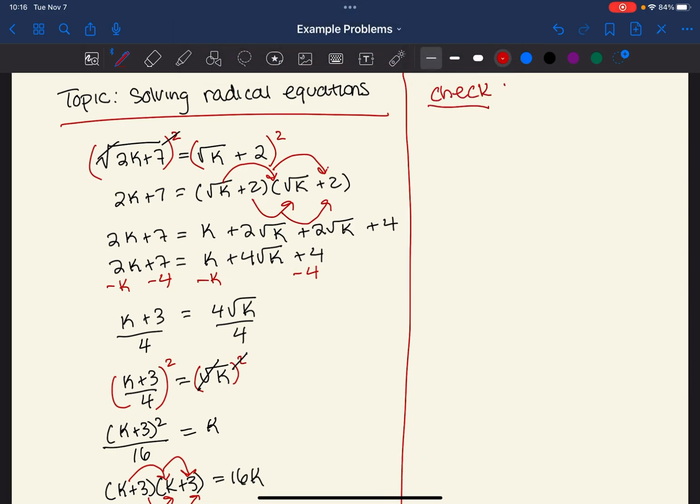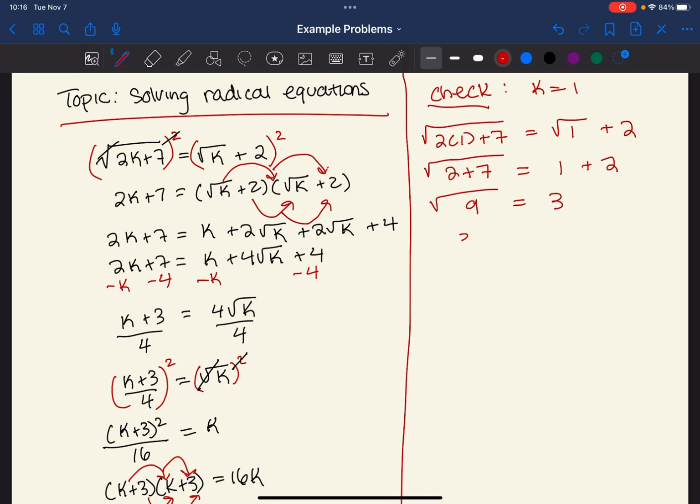We're going to first check when k is equal to 1. So I have the square root of 2 times 1 plus 7 is equal to the square root of 1 plus 2. All I did was plug in 1 for my k value. Simplifying this, I have the square root of 2 plus 7 is equal to 1 plus 2. Square root of 9 is equal to 3. And 3 is equal to 3. This is a true statement, so that means k equals 1 is a solution.